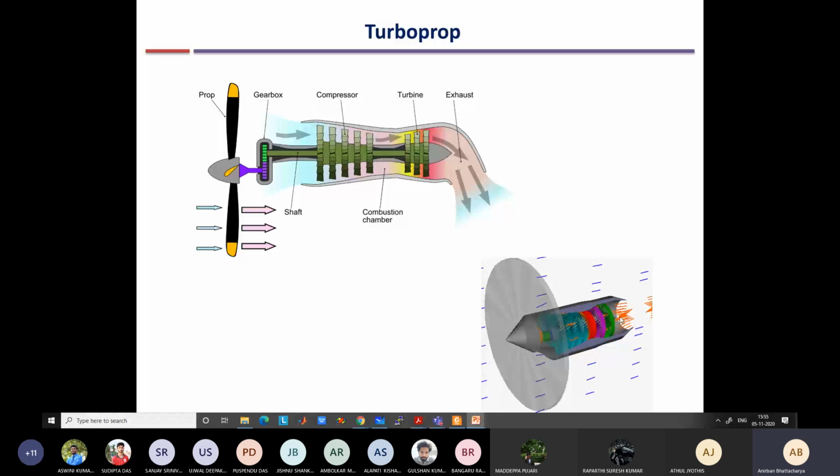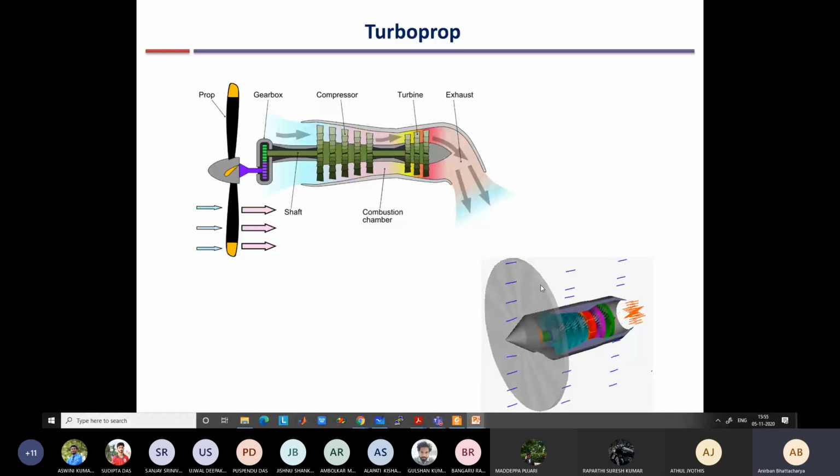Most of the energy that is present is extracted for running the compressor and the propeller. Very little energy is left to be expanded in the nozzle. So the entire air is driven by the propeller, and the propeller cannot accelerate the flow like a nozzle.